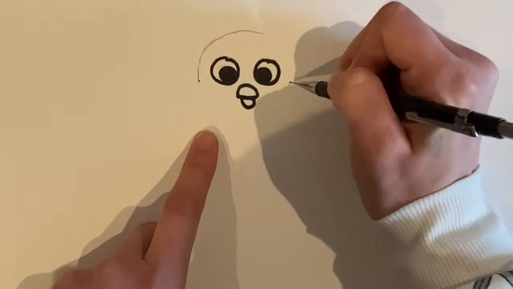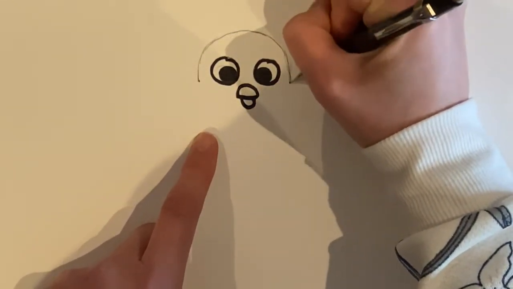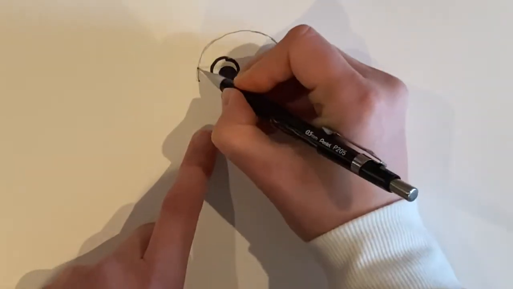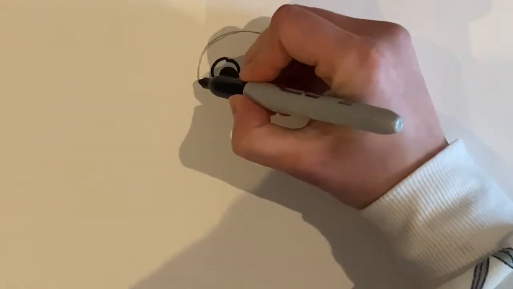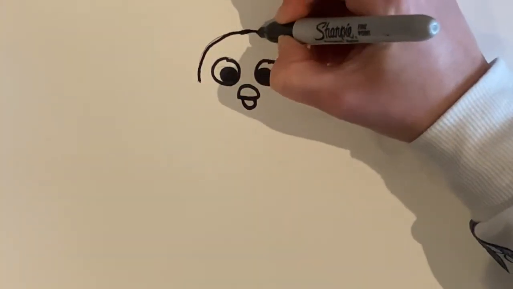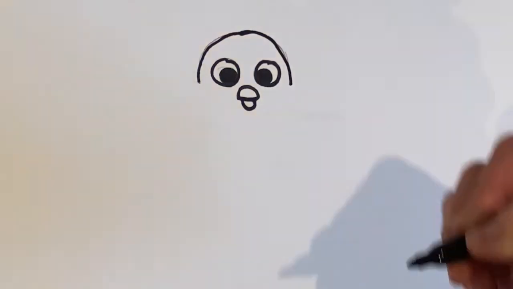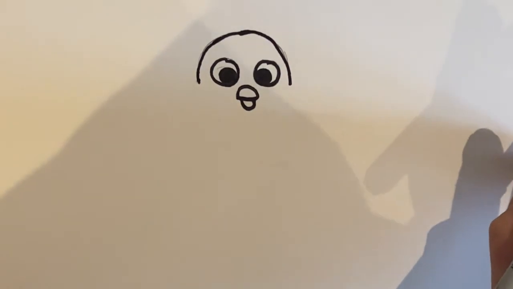So curved line, like that. There we go. I'm quite happy with that. So I'm going to draw over top of it in black. A little bit messy, but that's okay. So there's the top of our penguin's head.